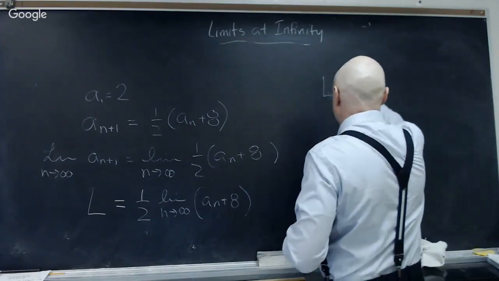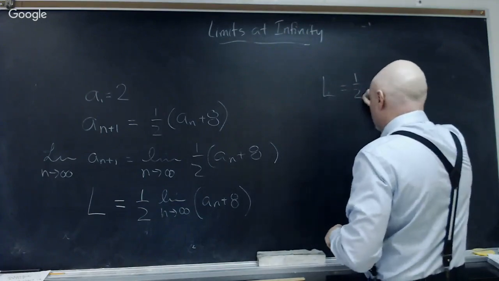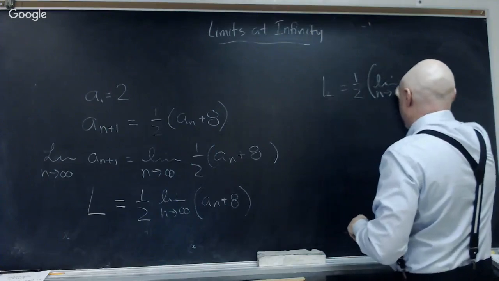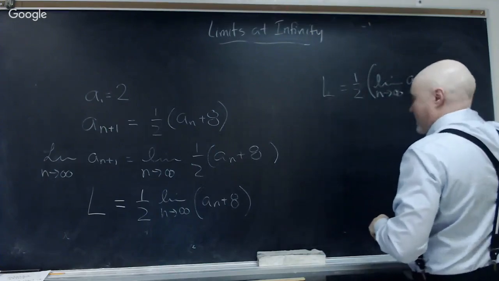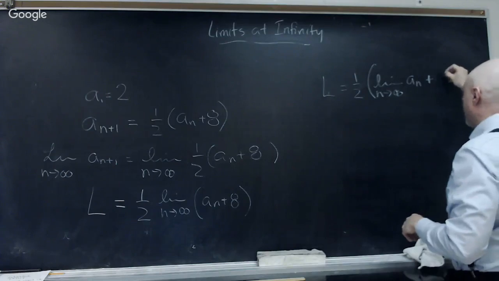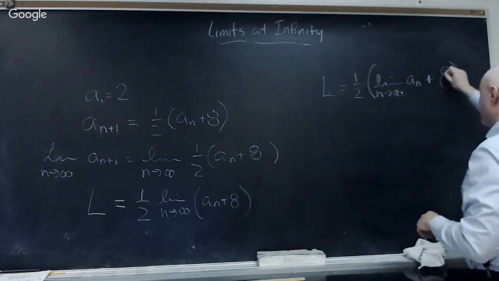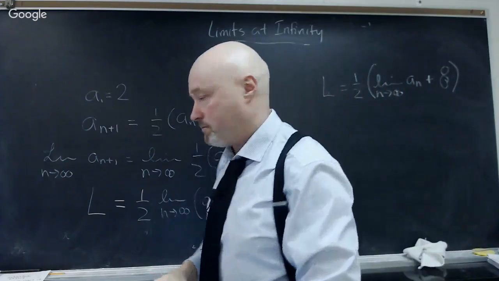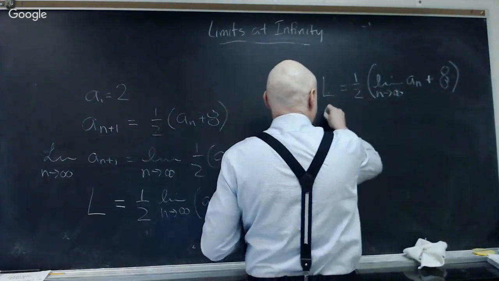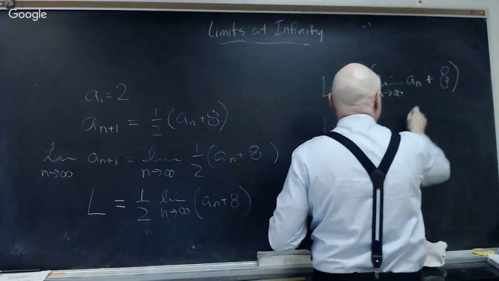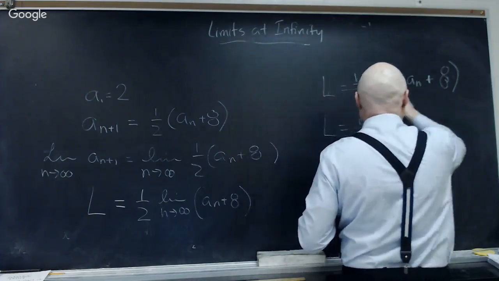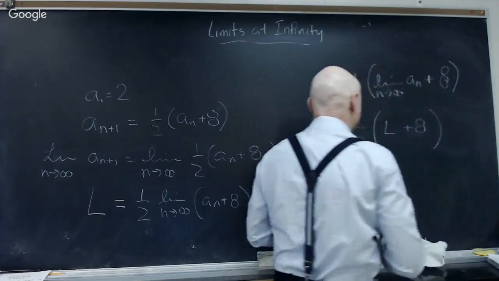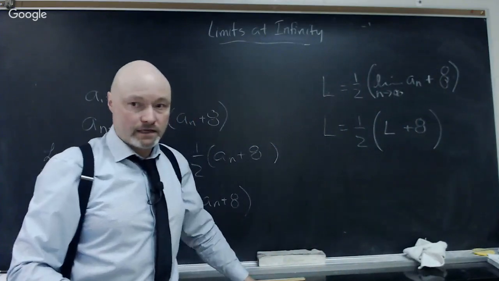And this limit is equal to 1/2 times the limit as n goes to infinity of that term, in other words, the previous term, plus 8, because the 8 never changes. As n goes to infinity, the 8 doesn't change. It's always the same. If this is actually converging, then this limit is equal to that limit. In other words, the previous term and the next term really look the same as I do this.